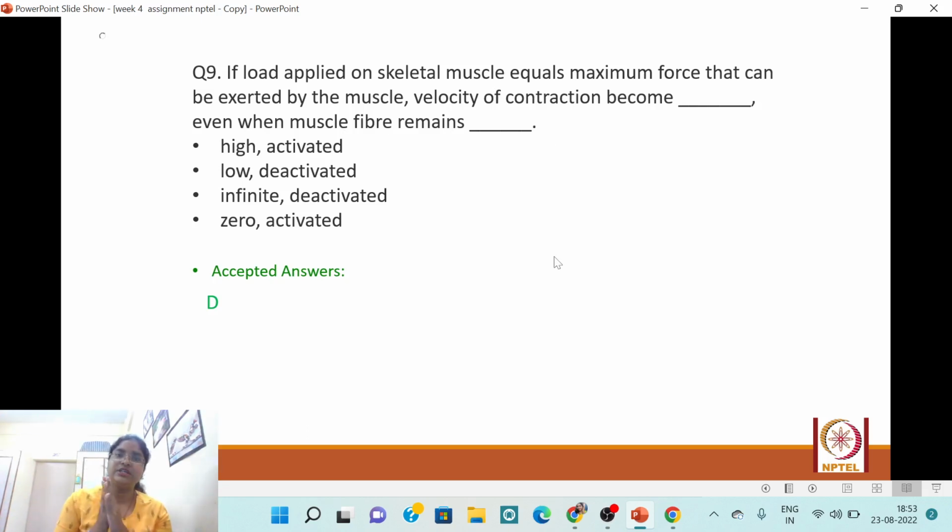So what happens if you put a load on the muscle and it becomes equal to the maximum force that can be applied on the muscle, then the velocity of contraction becomes zero, that is the muscles will not contract even when they are activated. It is like your body, we have a maximum capacity of working. If you put extra load on your body, it can't take all the load. It will take till it reaches a saturation point, like the maximum force, and then it will be zero. Even when your body is activated, you won't be able to work because you have reached that saturation stage.